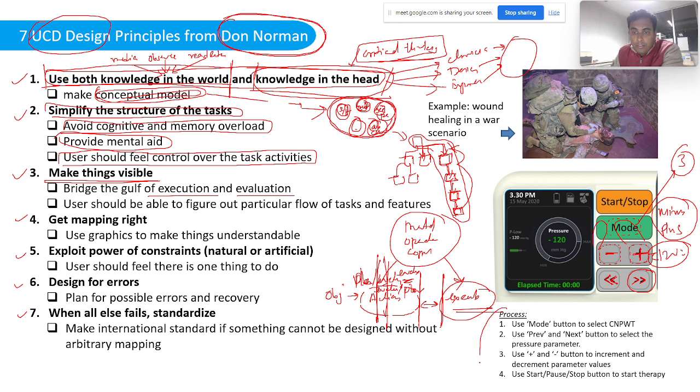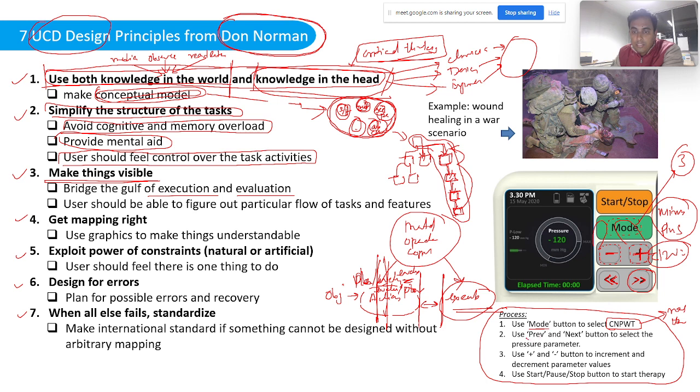So here's an example of the process. See how this process is defined. It says use the mode button to select CNPWT. This is probably the name of a particular therapy. So use the mode button multiple times, and probably it will enable this particular NPWT therapy.